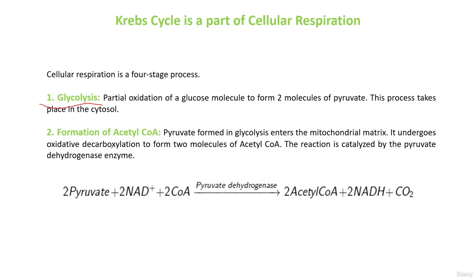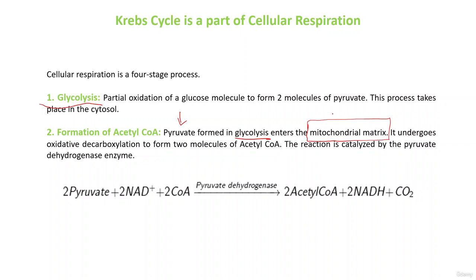Now, the second step, which is a very important step, is the formation of acetyl CoA. The pyruvate, which has been oxidized from glucose and formed in glycolysis, enters into the mitochondrial matrix. This is very important because it is often asked where exactly the formation of acetyl CoA occurs.